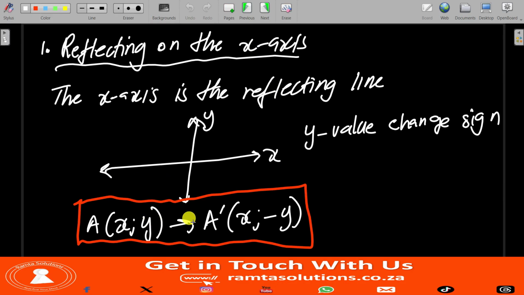The rule that we drew is very correct. So if you reflect on the x-axis, y value changes sign.